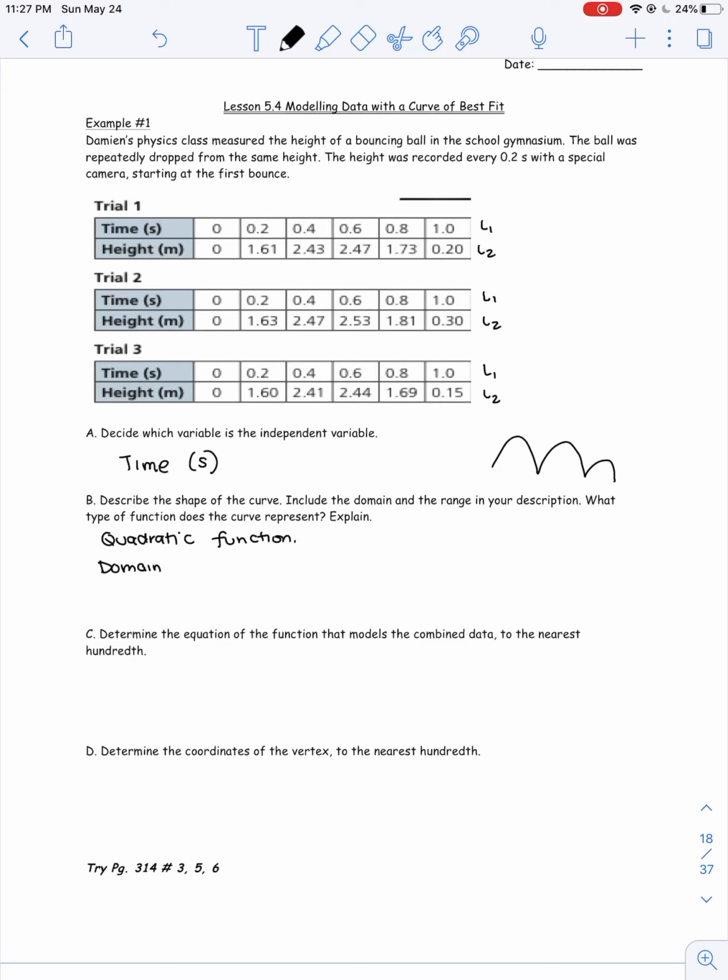The domain will be representing the smallest time, which we know is going to be represented by 0. So time of 0 is the smallest time we have, up to a time of 1 second, x is an element of the reals, because we can have decimal values in between them. And then our range, we're going to have to look at the y value. Our smallest height is 0 up to the highest height seems to be 2.53, y is an element of the reals.